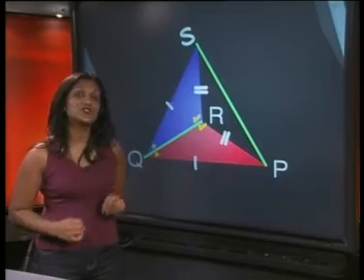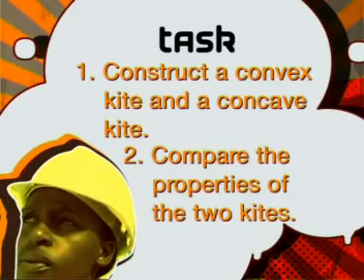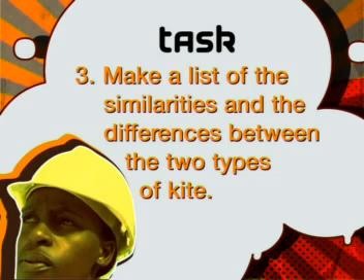Here's something for you to do on your own. Construct a convex kite and a concave kite. Compare the properties of the two kites. Make a list of the similarities and the differences between the two types of kite.